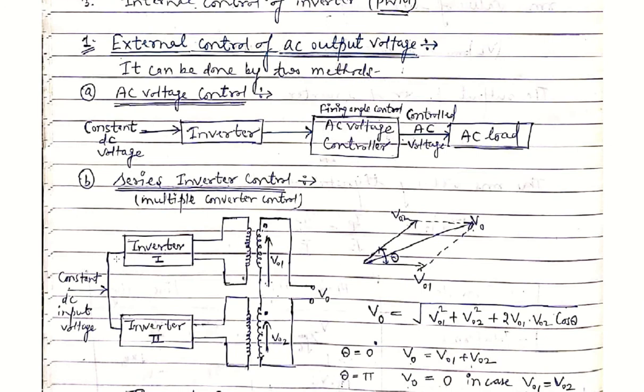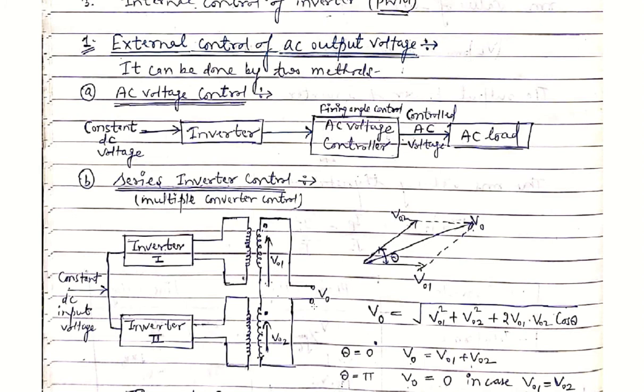And the second is the series inverter control. In this case, we take two inverters, and the DC input voltage is applied to the input of both inverters. The outputs of these inverters are connected to transformer primaries, and the transformer secondaries are connected in series, with the dot polarities the same, as per the dot convention. So the output will always be V01 plus V02, which is V0.